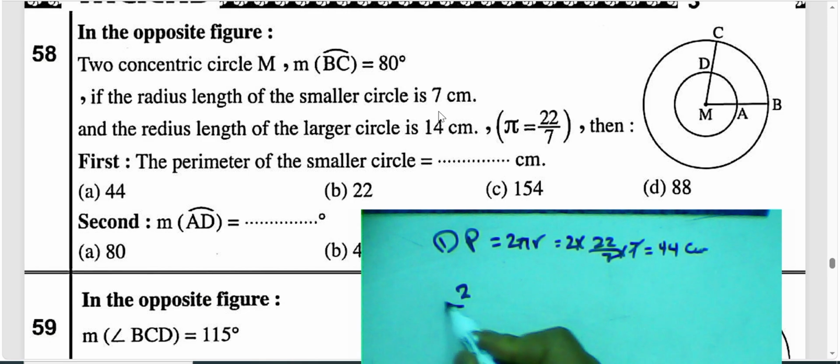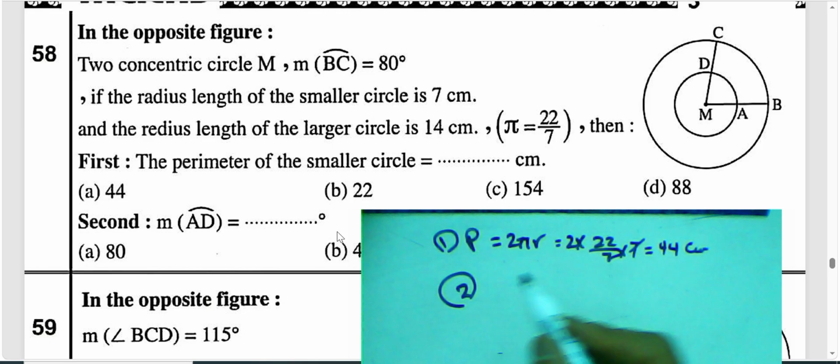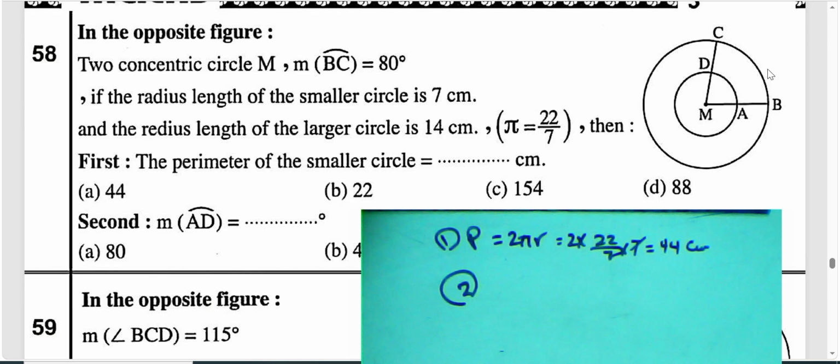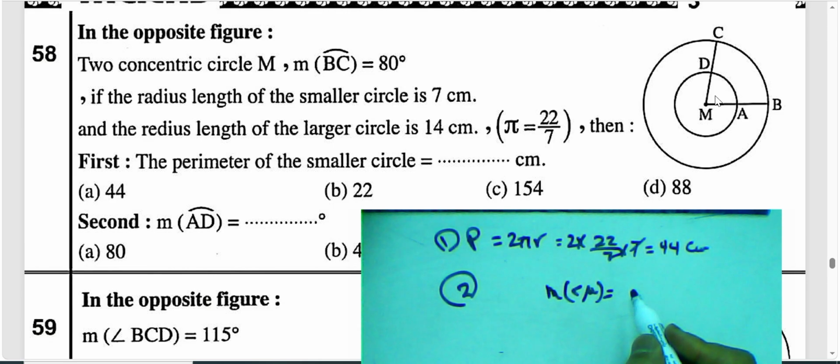And question number 2, he wants to find the measure of arc AD. It will be the same as arc CB. It will be 80 degrees because the measure of arc BC was 80. The measure of angle M will be 80 also. It's a center angle. The measure of angle M is equivalent to the measure of arc CD, equal to 80 degrees.